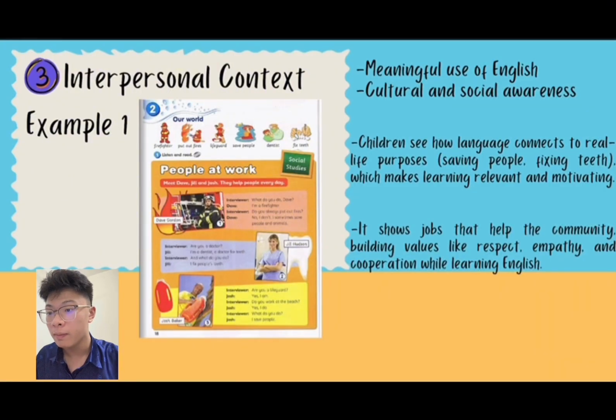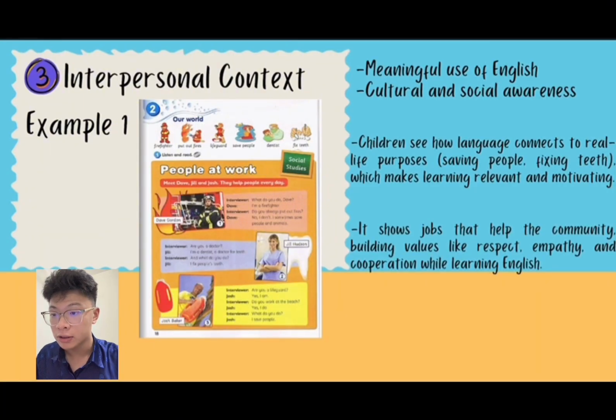So the first one will be meaningful use of English. Children see how language connects to real-life purposes, such as saving people and fixing teeth, which makes learning relevant and motivating. So the first one will be firefighters, which is about saving people and also animals. So it will relate them to how a firefighter works in real life. Like a doctor for teeth, it will help them understand that they fix people's teeth, which is relevant to how they think of nurses for teeth.